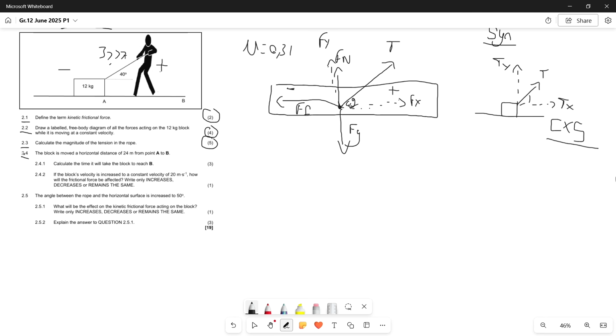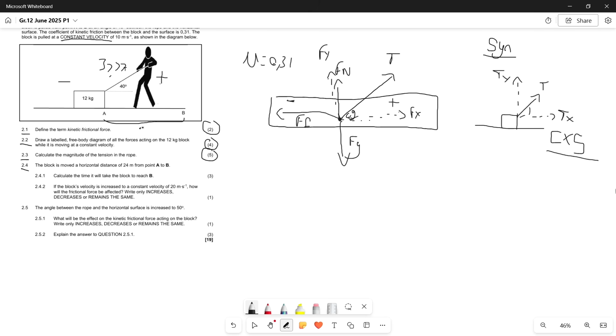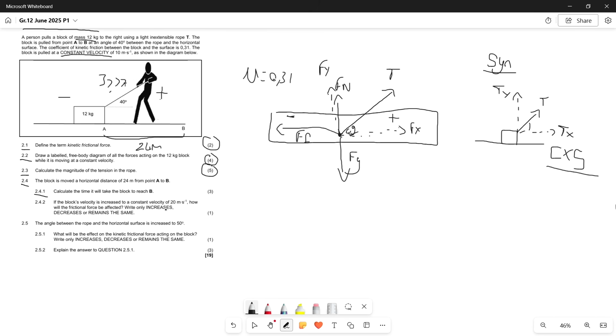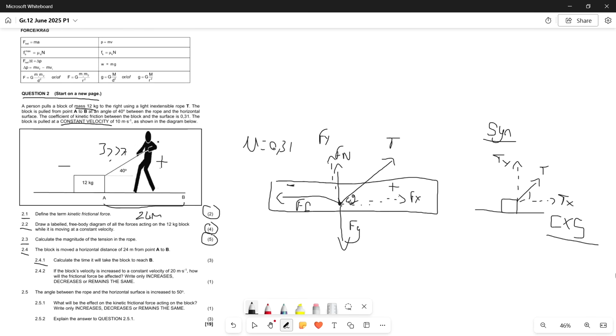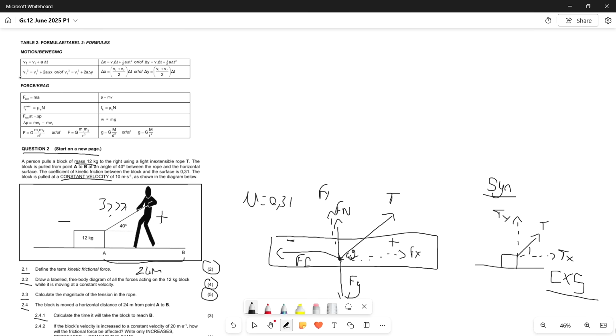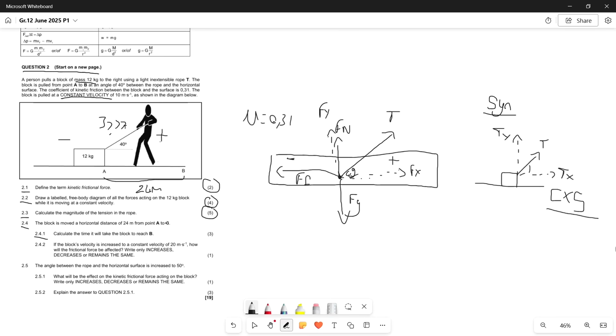So then 2.4, the block is moved a horizontal distance from A to B of 24 meters. So 2.4.1, calculate the time it will take the block to reach B. Okay, so there are bridging equations of motion and the force section. That's why we have both of them up here. So we have a bunch of variables. Cool, so let's write them down. That's always a good practice.